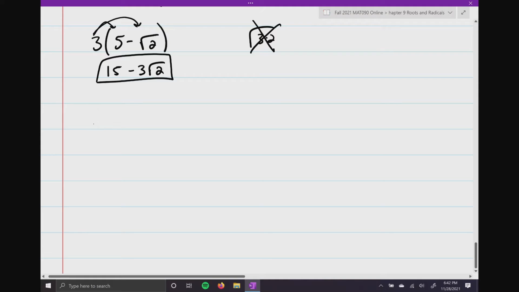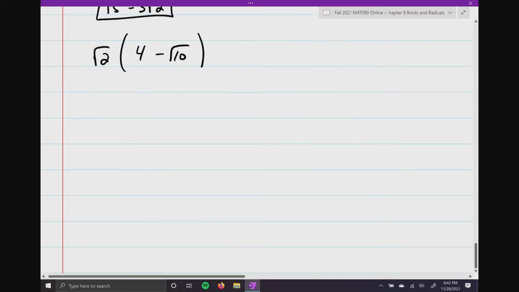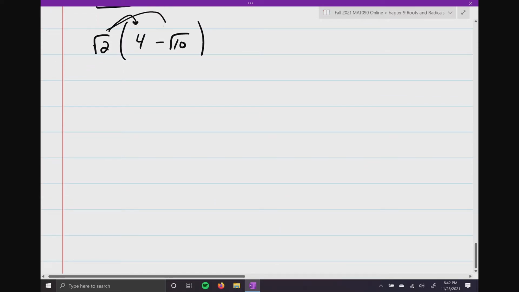So here I have the square root of 2 outside of the quantity of 4 minus the square root of 10. Now, once again, I'm going to distribute, because that's what I normally would do to remove the parentheses. So square root of 2 times 4. Remember, 4 is a whole number. So it's going to be 4 times the square root of 2. However, the square root of 2 times the square root of 10, I can write that underneath the radical together because they both have the same exact radical symbol. So that's going to give me 4 square root of 2 minus the square root of 20.